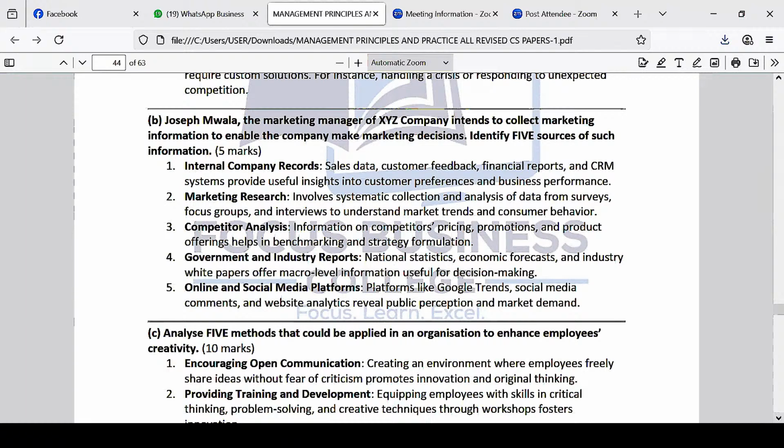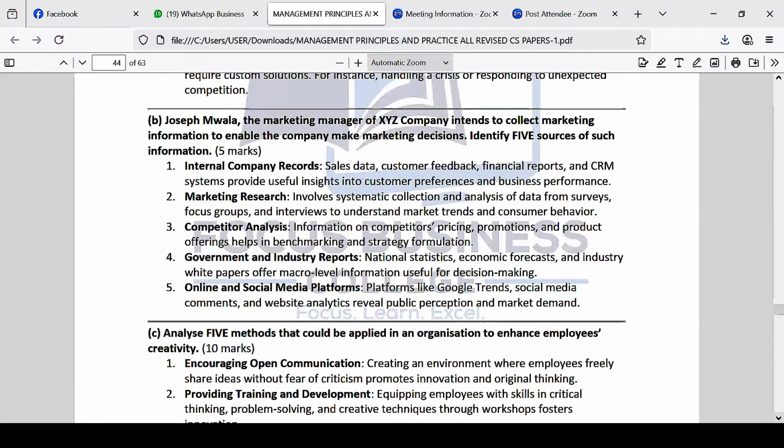Number one is what's called internal company records. You can look at the records of the company and get records about sales for the last 5 years, sales records, projections, and all those things. So sales data, you can look at how sales has been happening, customer feedback on sales, financial reports, and CRM. CRM means customer relationship management systems provide useful insight into customer preference and buying power. So basically, you can look at the records of the company, which include sales data, customer feedback, financial reports. All this can help you make very informed decisions.